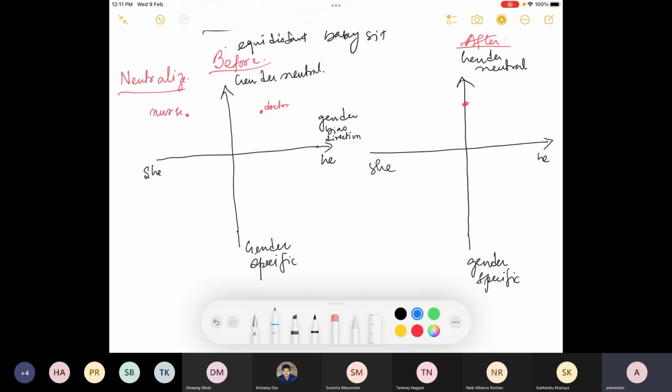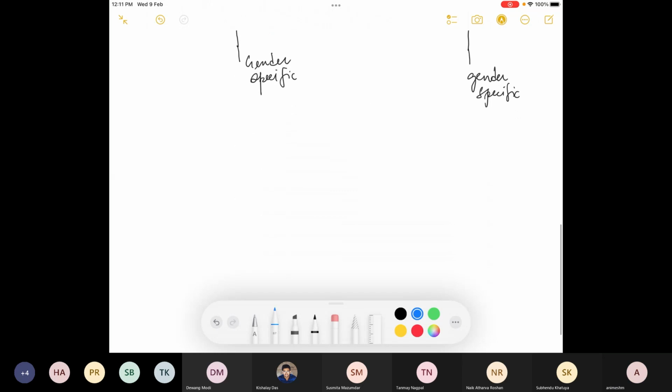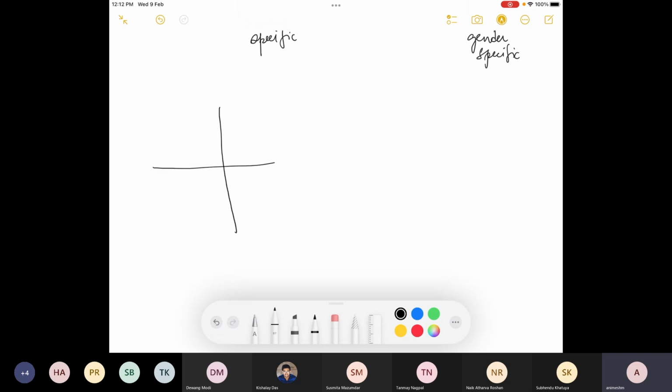So basically, after neutralization, what have you done in the neutralization step? You have tried to push these 2 points onto this gender neutral axis, and now nurse and doctor both of them lie on the gender neutral axis. Okay, so that is the neutralization step. Now the other step was, let's again draw, and then we will talk about the other step.